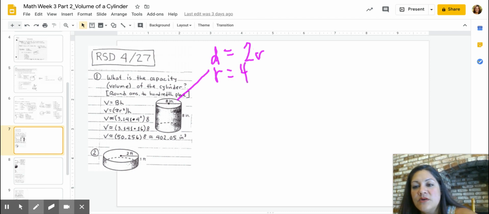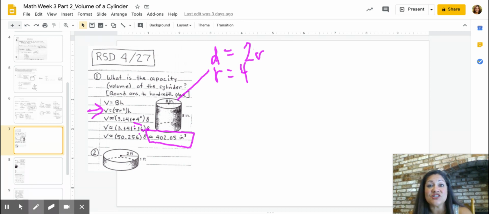Okay, so we have pi r squared times height. Pi, 3.141, times 4 squared times 8. 4 squared is 16. And you solve it and get 402.05 inches cubed. That cubed is important. That lets us know that it is volume. Squared would just be surface area.